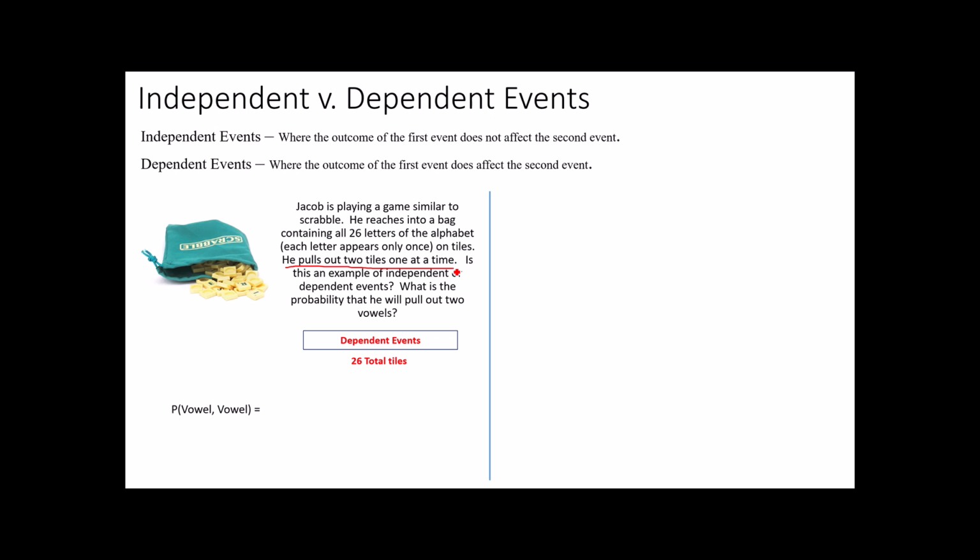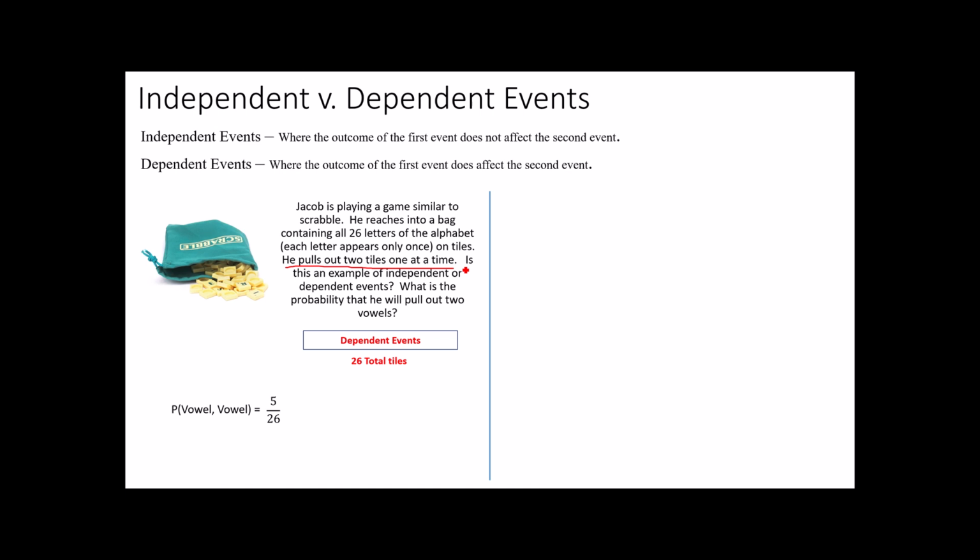The probability of a vowel followed by a vowel. Well, let's see. The first vowel, what are the vowels? A, E, I, O, and U. 5 of the 26 letters in the alphabet are considered to be vowels. You could sometimes say sometimes Y and W, but for the sake of this problem, we're not going to deal with Y and W as vowels, just the traditional 5 vowels.